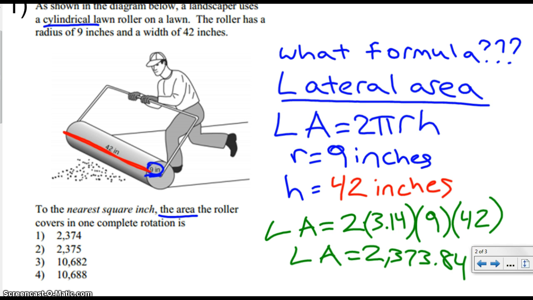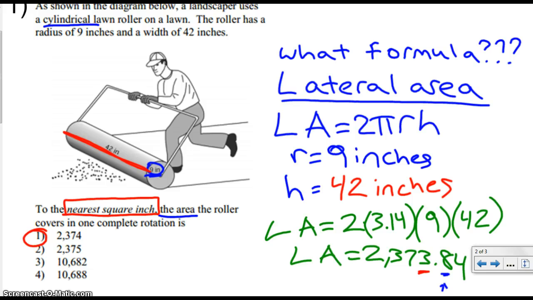Uh-oh. Did I do something wrong? Wait a minute, though. It says to the nearest square inch. So I think if I would go up just a little bit, let's round that up. And there we go. Because the 8 tells me to round the 3 up. I know it's 2,374.